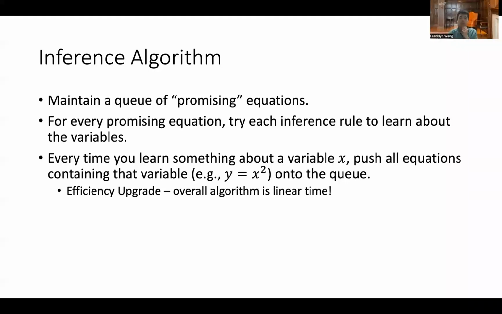In practice, this is linear time. In principle, you could, for example, learn that this variable is bounded between 0 and 5, and push it onto the queue. Then you learn that it's between 0 and 4, and push it onto the queue. You learn that it's between 0 and 3 and push it onto the queue. But in practice, that doesn't really happen. Okay, I see.